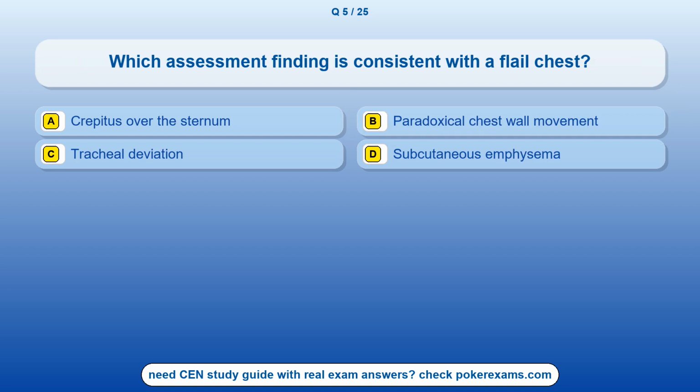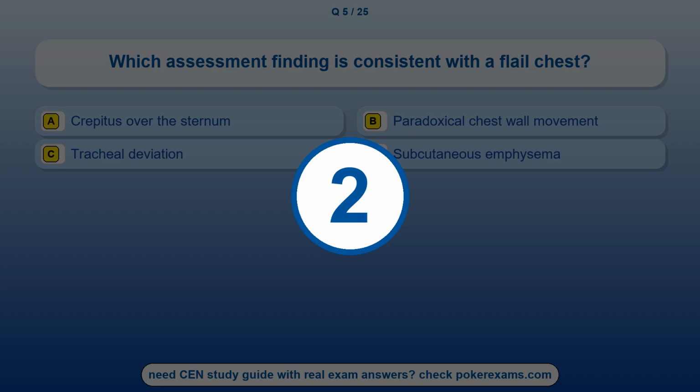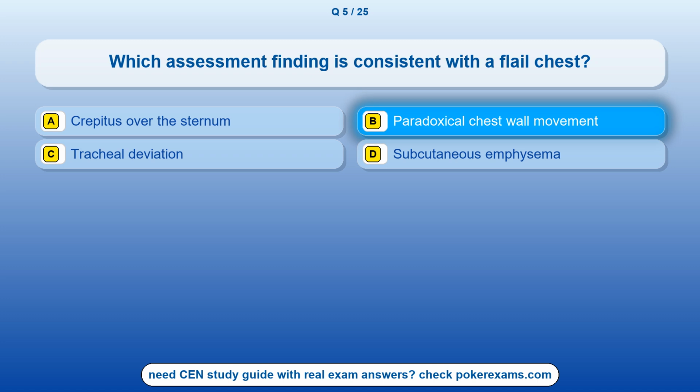Question 5. Which assessment finding is consistent with a flail chest? Option A, crepitus over the sternum. Option B, paradoxical chest wall movement. Option C, tracheal deviation. Option D, subcutaneous emphysema. The correct answer is option B, paradoxical chest wall movement.